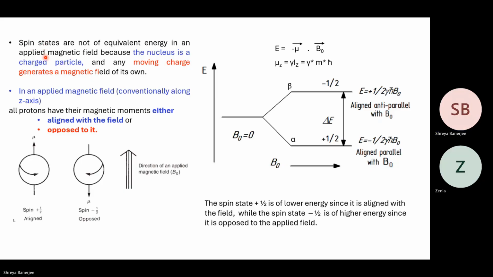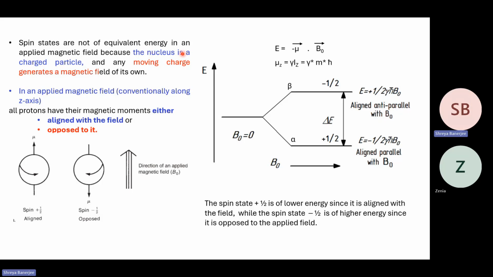Now, what is interesting is that in the absence of a magnetic field, all the spin states will have the same energy. But when you have an applied magnetic field, shown by E here in the upwards direction, then the spin states will split up into different energies.